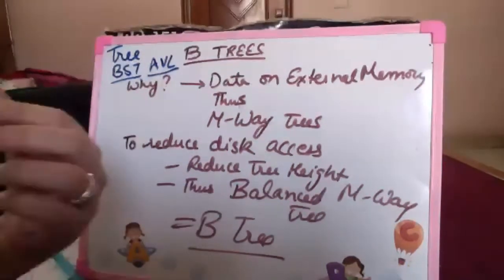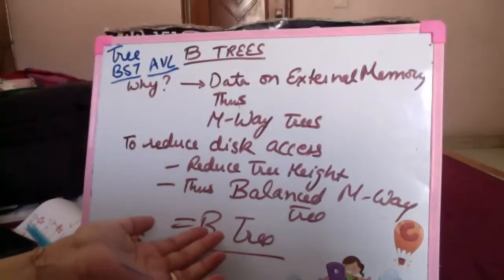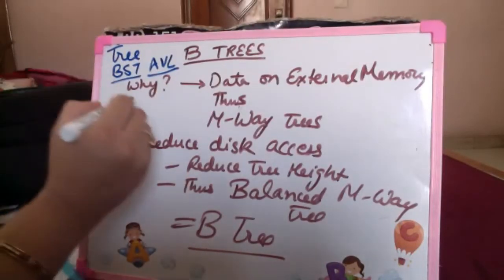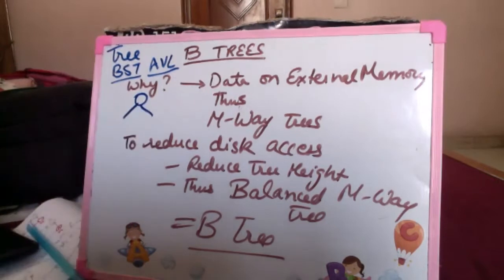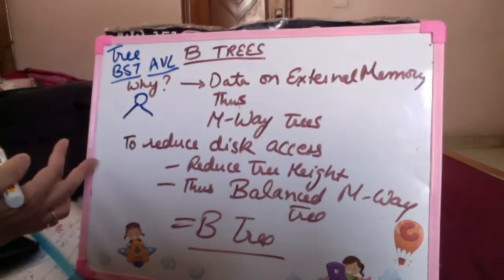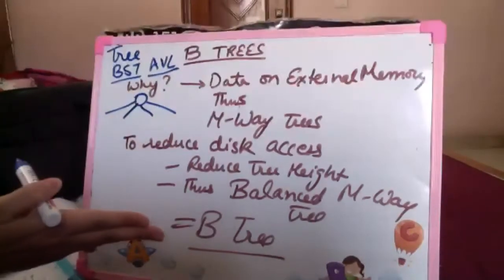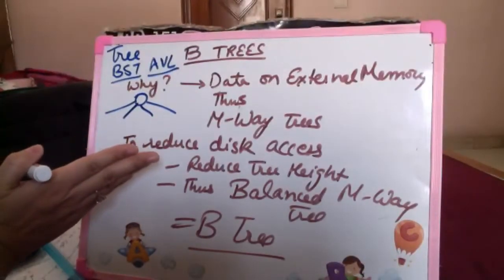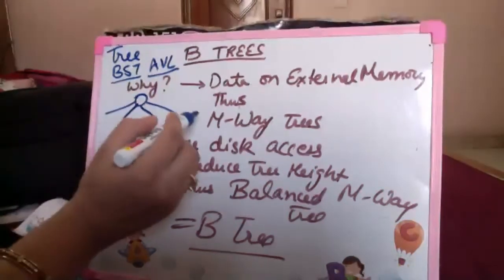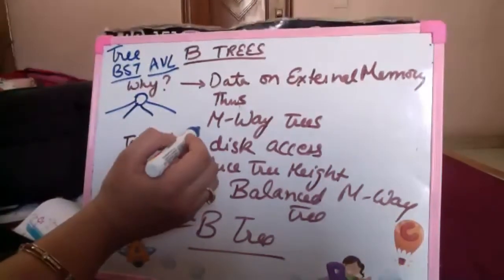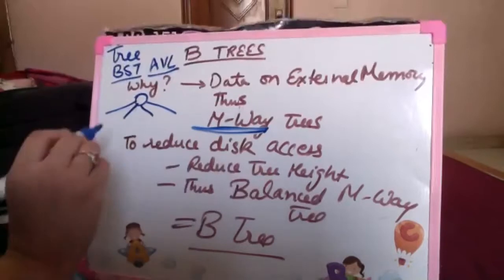But if the data is very large, then how can I reduce the height of the tree? A binary tree only has 2 children. Every node has maximum 2 children. So if I increase the number of children, the height of the tree would reduce automatically. In that case, instead of a two-way tree, also called a binary tree, we use M-way trees.